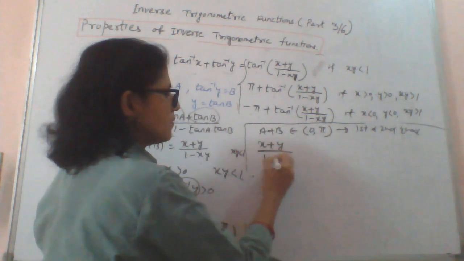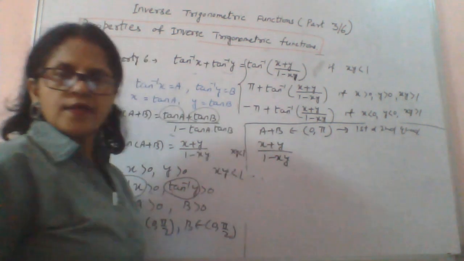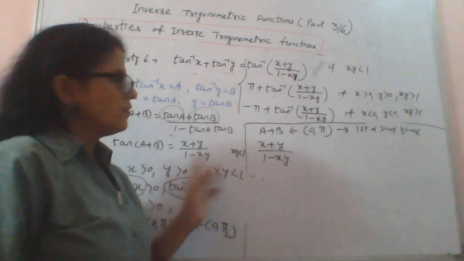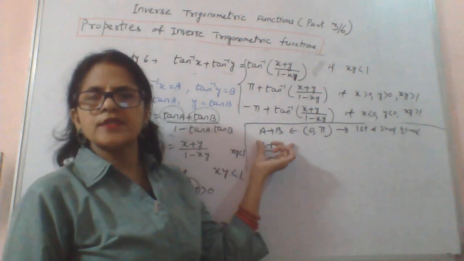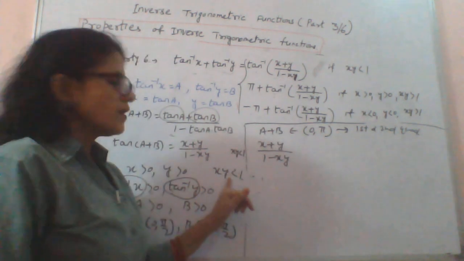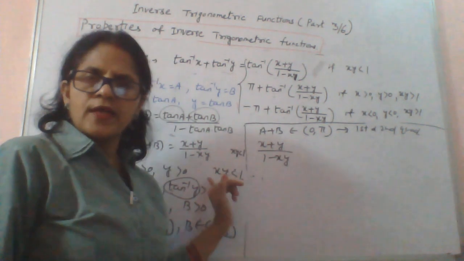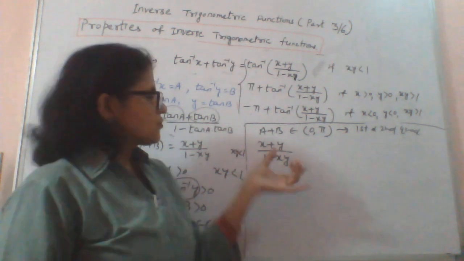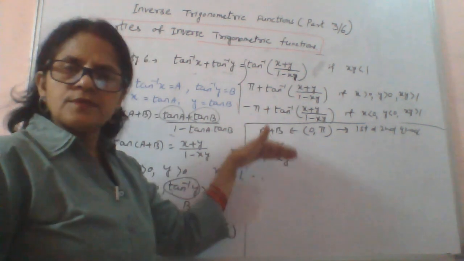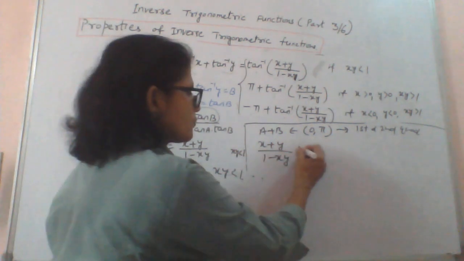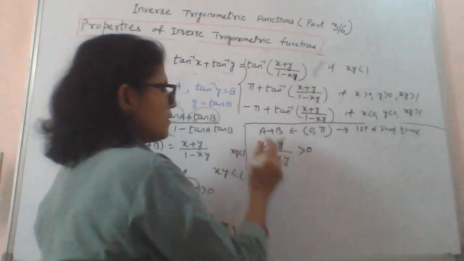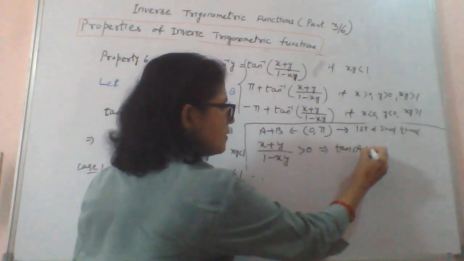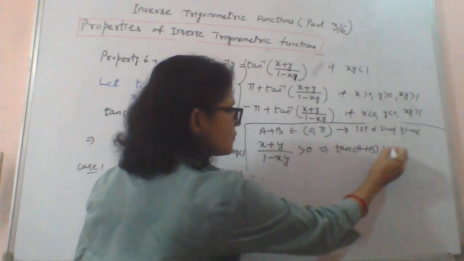Now let's see our (x plus y) by (1 minus xy). What is its sign? x is greater than 0 and y is greater than 0, so x plus y is obviously positive. xy less than 1 means 1 is more than xy, so 1 minus xy is more than 0. So the numerator is positive and the denominator is positive, so this is also greater than 0. It means this implies tan(a plus b) will be greater than 0.